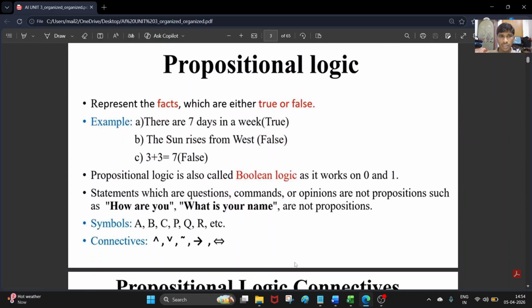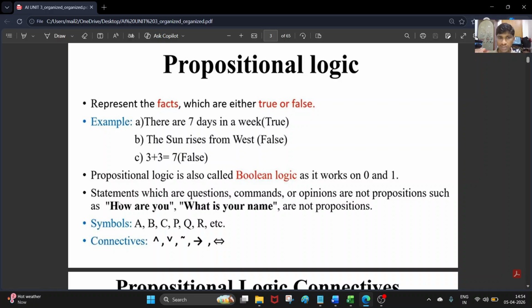First one is propositional logic. Propositional logic represents facts which are either true or false. There are 7 days in a week, which is true. The questions which answer true or false form the propositional logic. The sun rises from the west, which is false. 3 plus 3 is equal to 7, which is false. Propositional logic is also called Boolean logic as it works on zeros and ones.